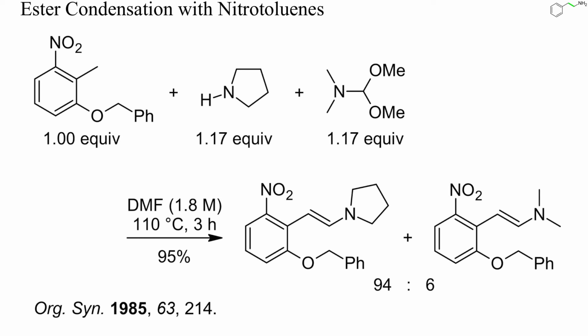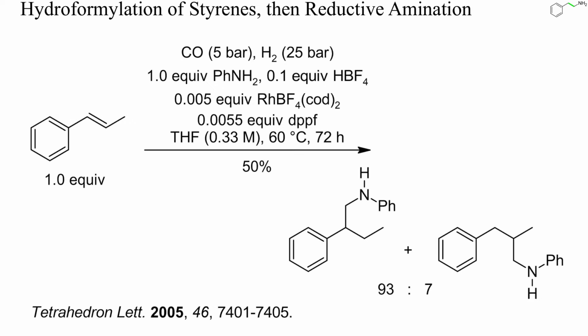2- or 4-nitrotoluenes are acidic and can be acylated at carbon. Reductive amination of the resulting ketones or aldehydes would then yield phenethylamines. In this example, a substituted nitrotoluene was condensed with DMF dimethylacetal, which gave a high yield of the enamine.